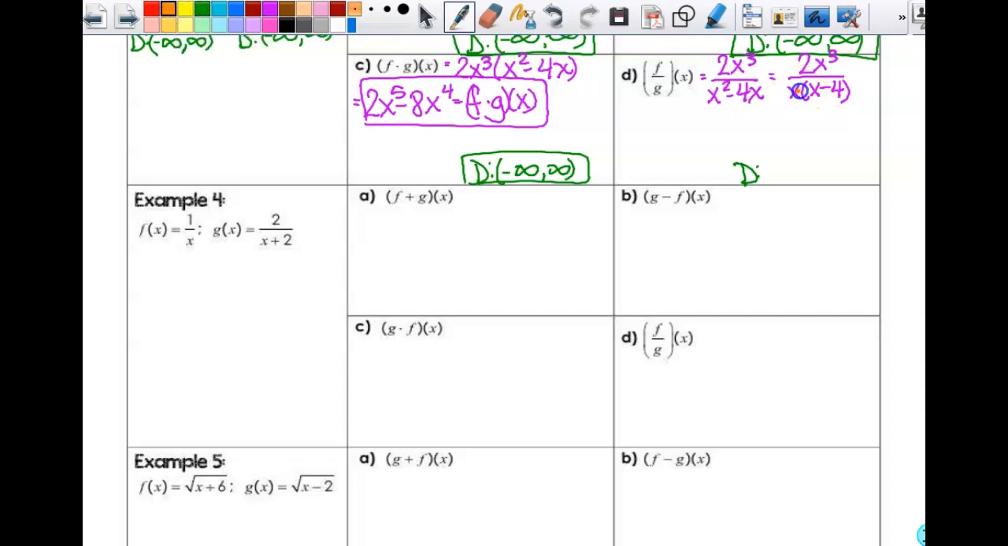This is being multiplied here, right? So since these two things are being multiplied and there's just one term up here, I can cancel this x with one of those, and that becomes x squared. That is legal. So then that gives me 2x squared divided by x minus 4, and that equals f over g of x.